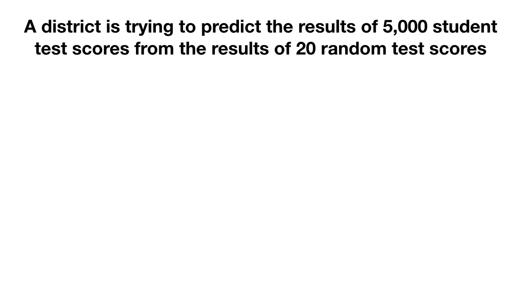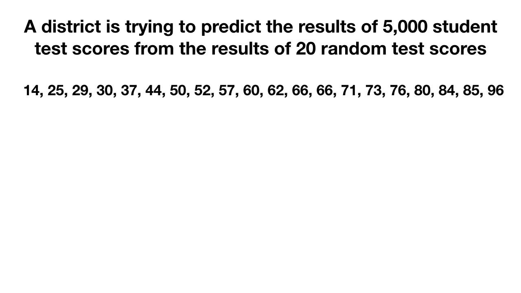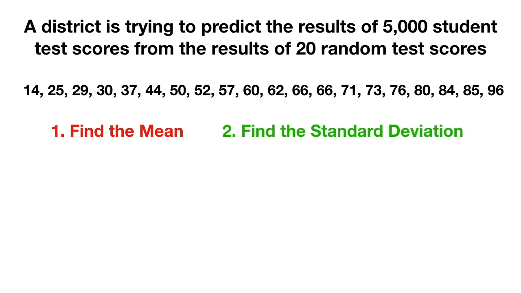So let's do an example, and this is what you'll actually be doing in your assignment. So this is going to be obviously different data, different numbers, but this is the same idea. So a district is trying to predict the results of 5,000 student test scores from the results of just 20 random tests that they pulled. So let's say these are the scores right there that they pulled from the test. And so what you're going to be doing is, first, you're going to find the mean. Then you're going to find the standard deviation.